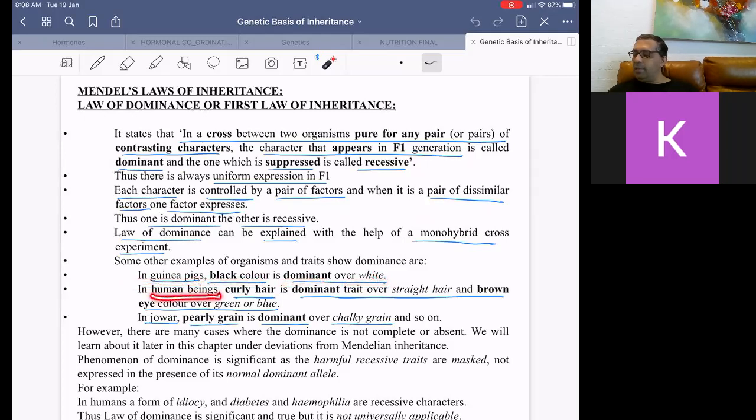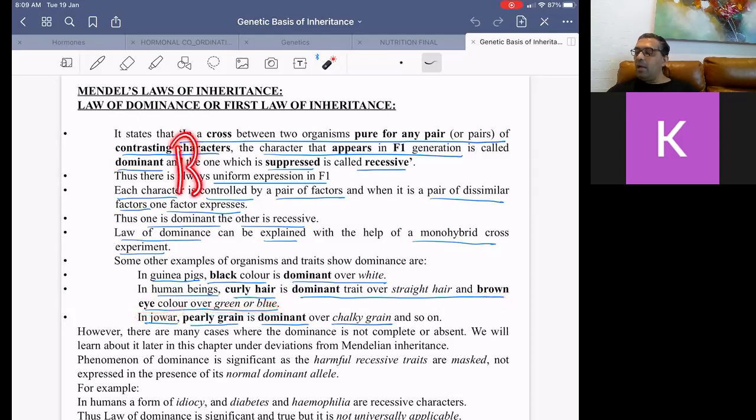In human beings, curly hair is dominant over straight hair. Curly hair, which Negroes have, is dominant over straight hair. And brown eye color is dominant over green or blue color. If somebody has got brown eyes, it is dominant over green eyes. And green eye is dominant over blue eye. And as a matter of fact, not given here, black is dominant over brown.